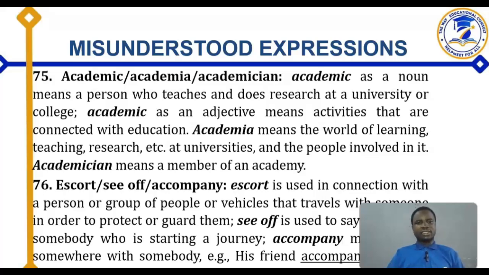Number 76, escort, see off and accompany. Escort is in connection with a person or group of people or vehicles that travels with someone in order to protect or guard them. Escort. Are we together? Those people that travel maybe with a governor or with any political official or officer, or with other people with high positions in the society, you always have people guarding or protecting them, and they travel with them. Those people are called escorts.